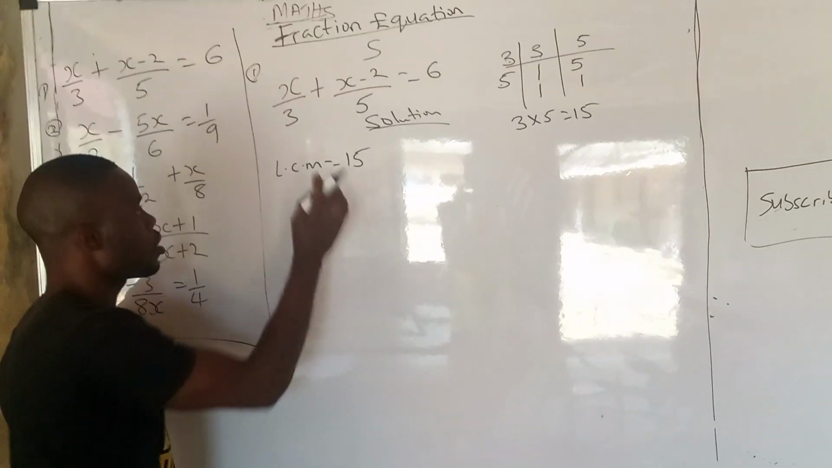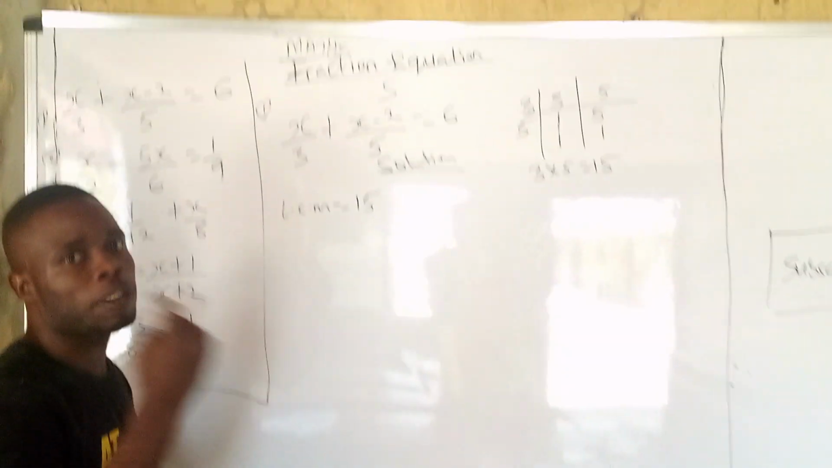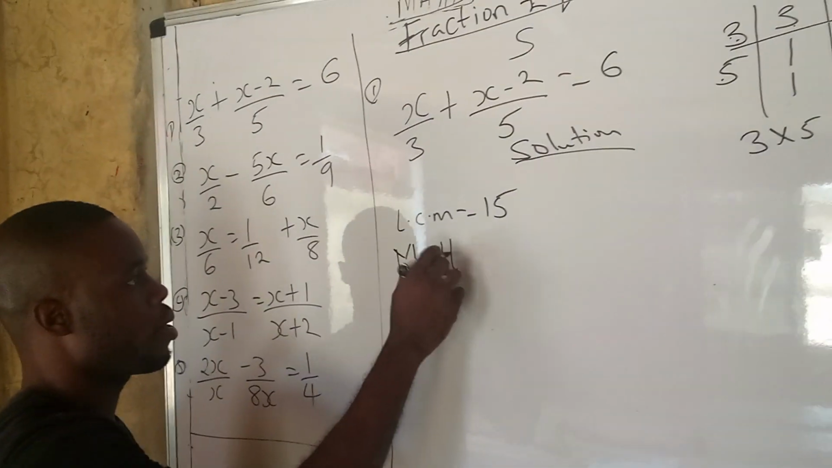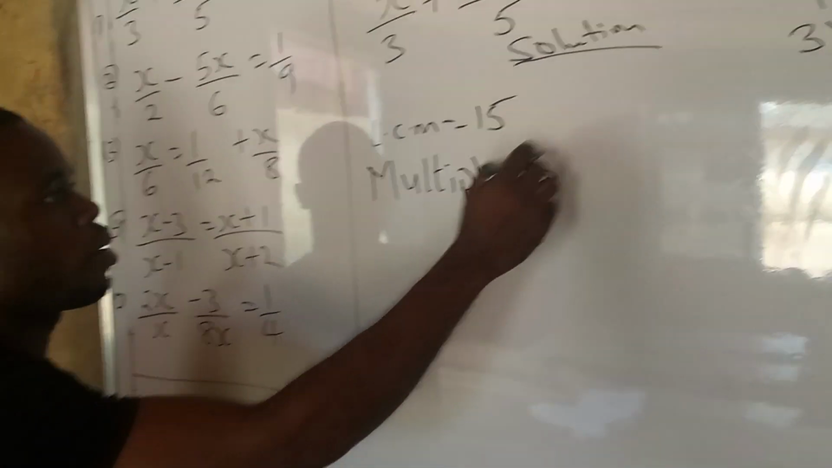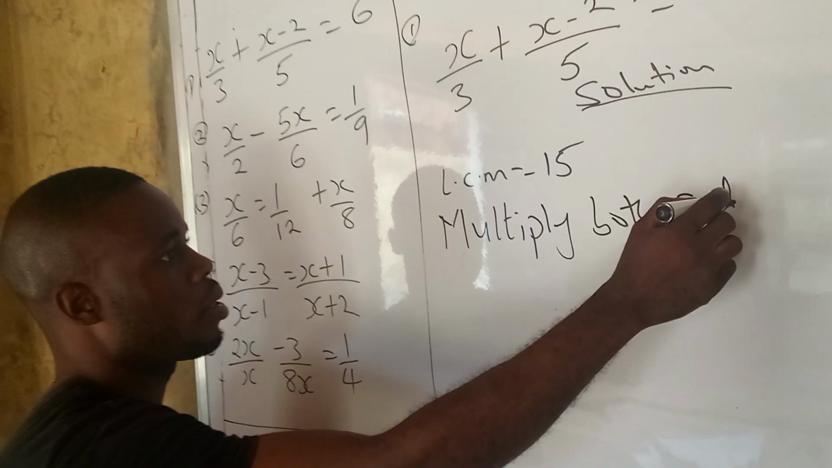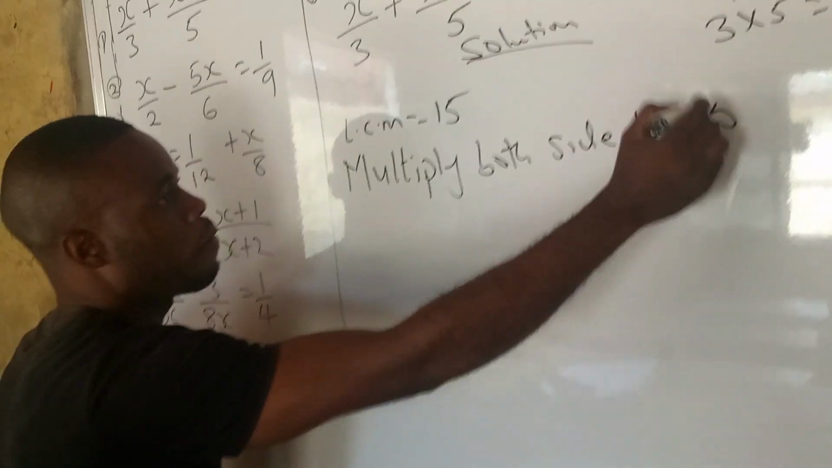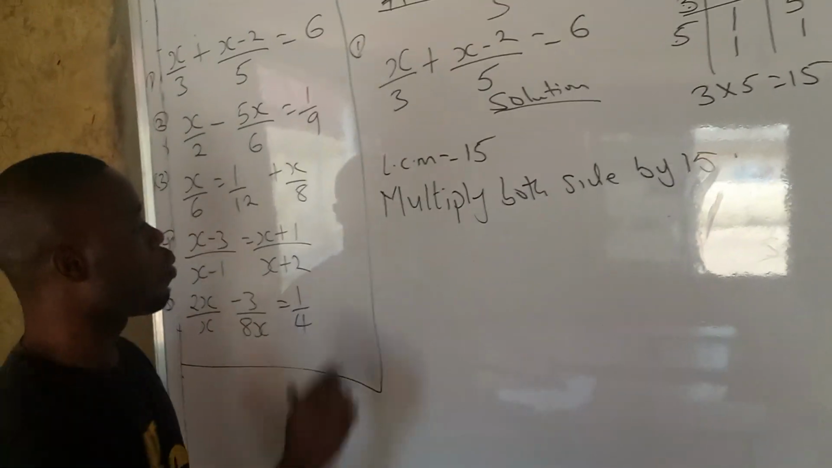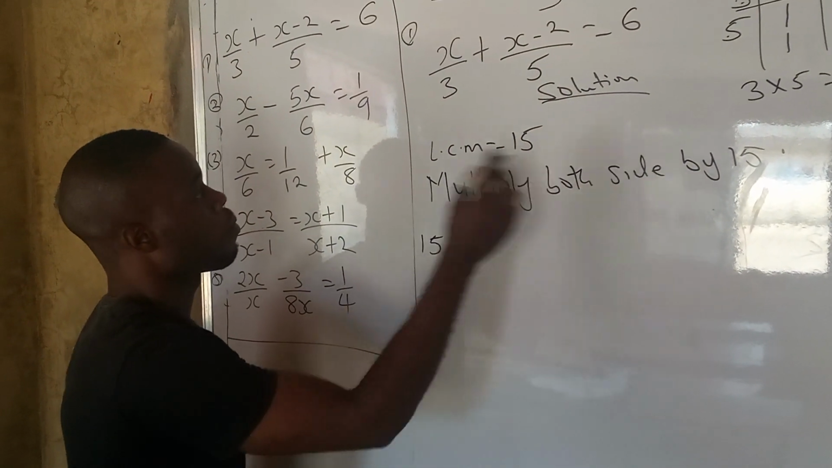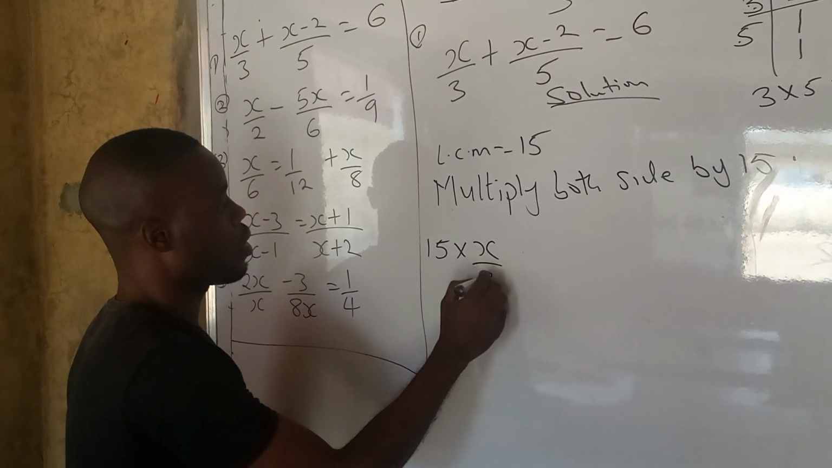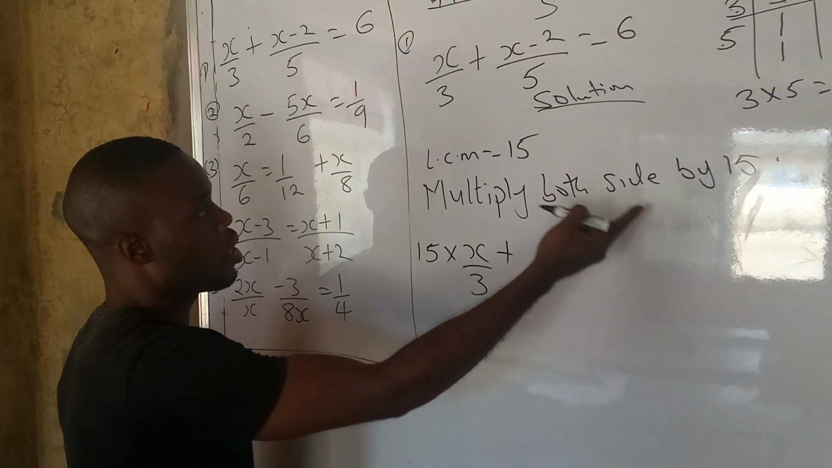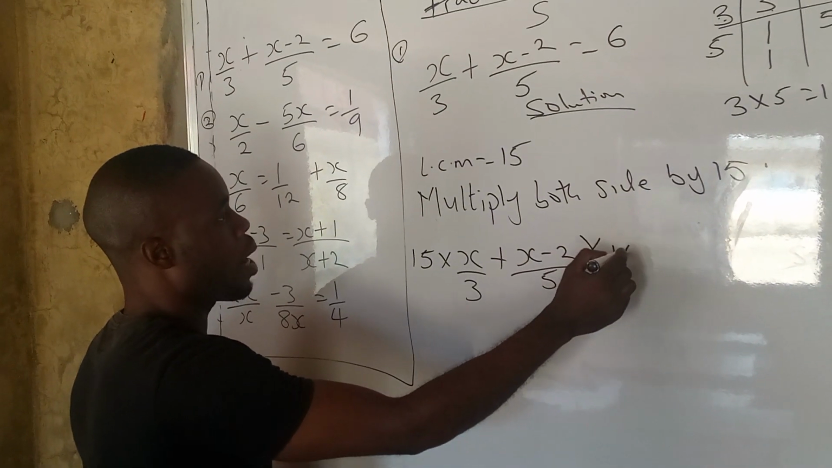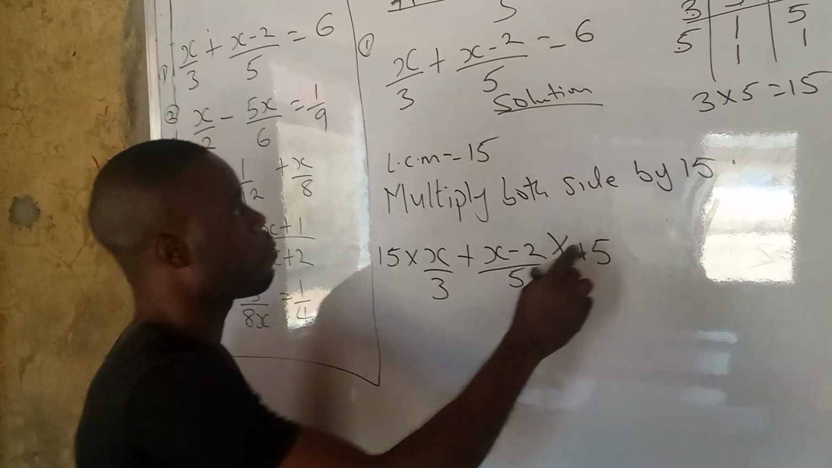So when we have gotten the LCM, the next step is for you to multiply both sides by 15. So I'm going to put 15 here, 15 here, and 15 here. So we have the first one is 15 multiplied by x over 3 plus the next one is that we have x minus 2 over 5 multiplied by 15. Remember, we are using 15 in every part.